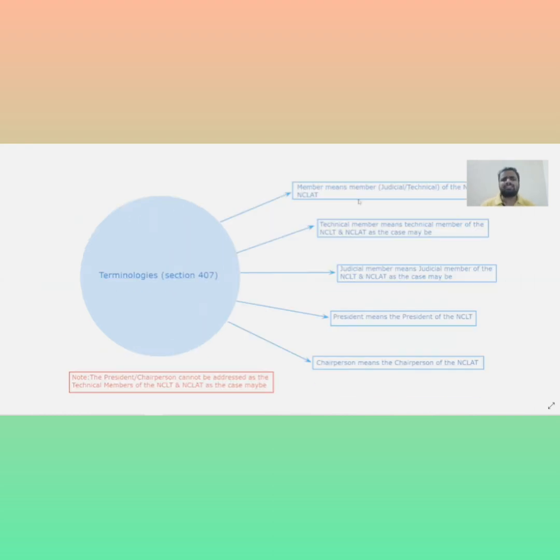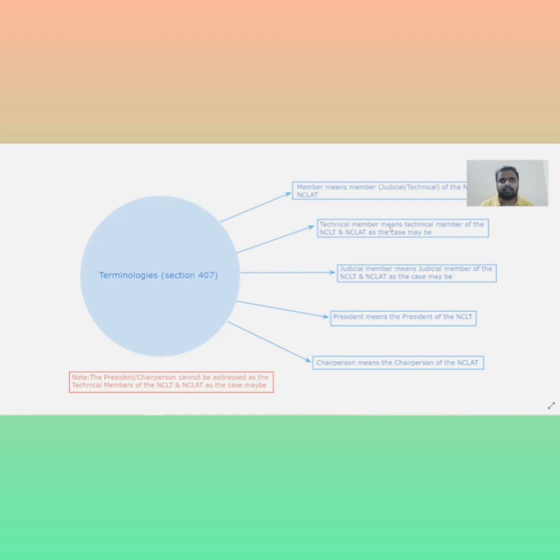Terminologies, or you can say definitions, under section 407. There are about 5 terminologies to be learned. They are quite simple. The first one is member. Whenever you read the word member in any of the subject matter of the upcoming sections, it means a member, either judicial or technical, of the NCLAT or the NCLT as the case may be. Now, after that is the technical member. A technical member means the technical member of the NCLT or the NCLAT as the case may be.